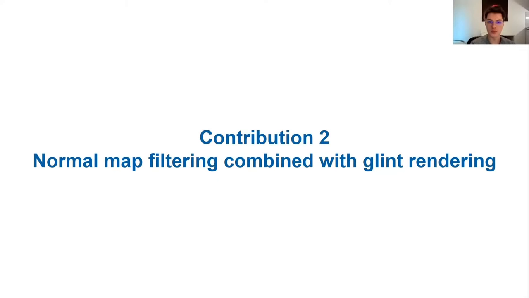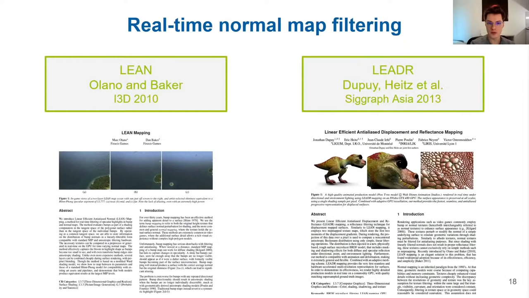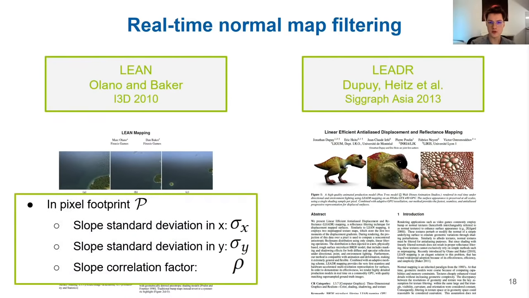Hello everyone, I'm going to present the second contribution, which is the combination of normal map filtering with glint rendering. Real-time normal map filtering is a problem already addressed by the community for specular surfaces. LEAN mapping stores the first and second order moments of the normal map to compute in real time, in the pixel footprint P, the standard deviation of slopes in x, sigma x, the standard deviation of slopes in y, sigma y, and the slope correlation factor rho. These three parameters are then used by the BRDF. Concretely, LEAN mapping increases the roughness of the material when it is necessary.